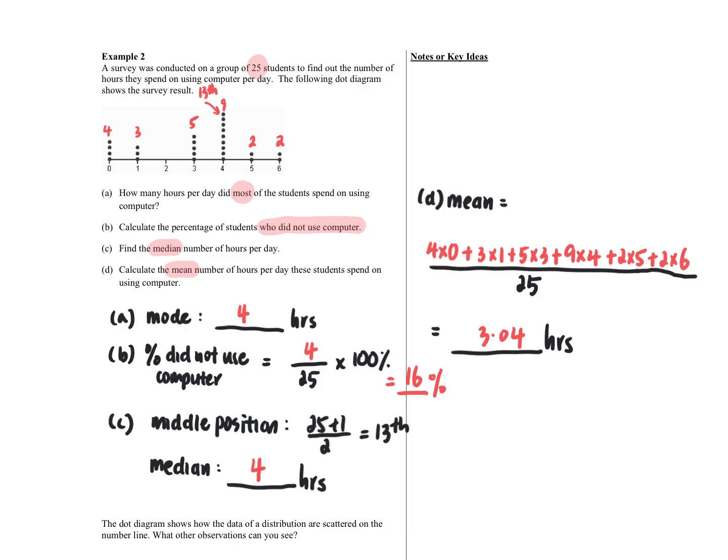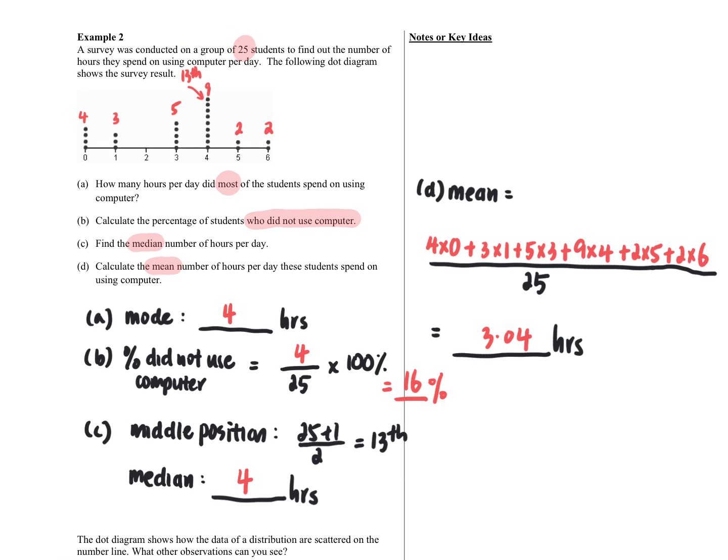Okay, let's double check your answers. Mode means the most popular number of hours spent on the computer, and we see it's 4 because there are 9 people spending 4 hours on the computer. So that's why the answer is 4. Next, the percentage who did not use the computer at all, meaning those who spend 0 hours on it. I have 4 of them out of 25. If you multiply by 100%, that will be 16%.